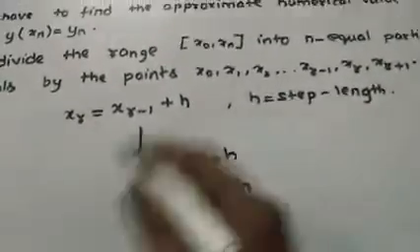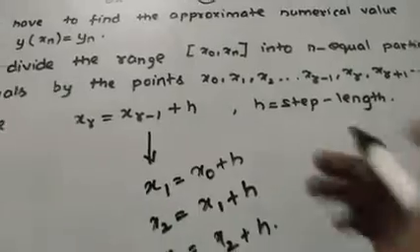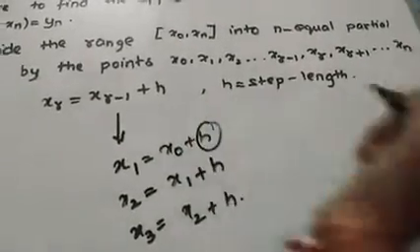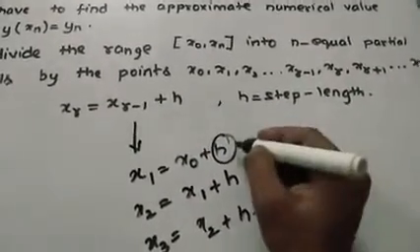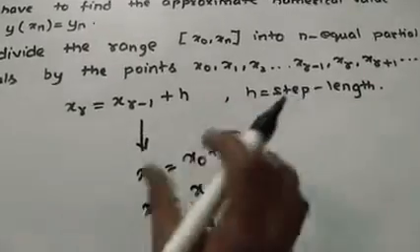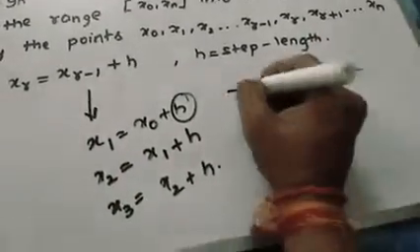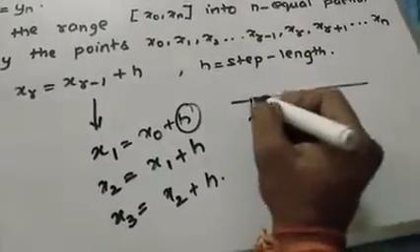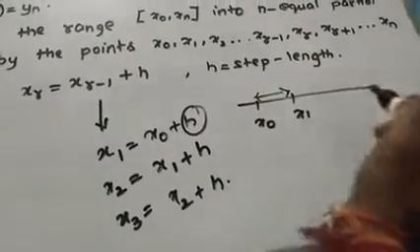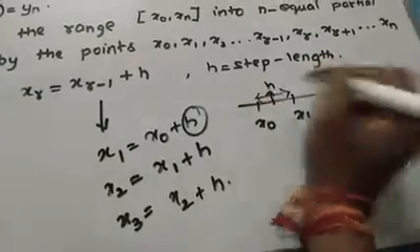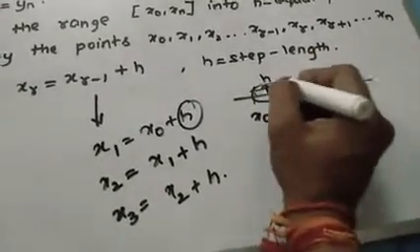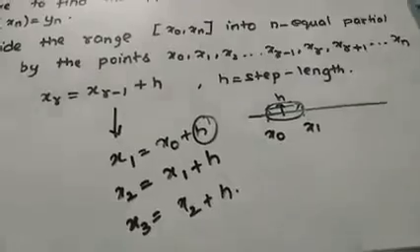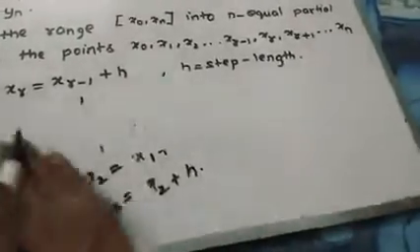With this formula you will use multiple times in this Euler method, and this particular h, as you all know, is called the step length. That is the difference between 2 points. Suppose there are 2 points x0 and x1, this distance is called your h. That is the step length, and the step length is fixed here.